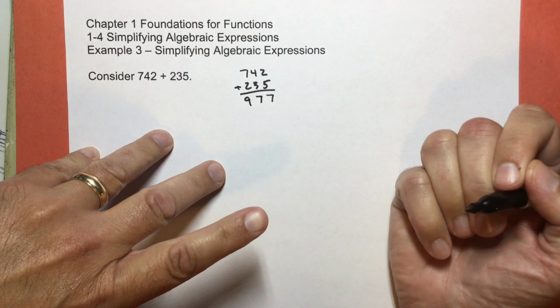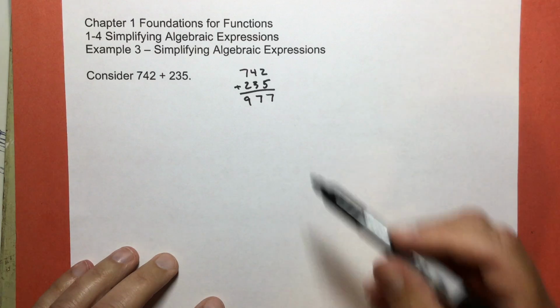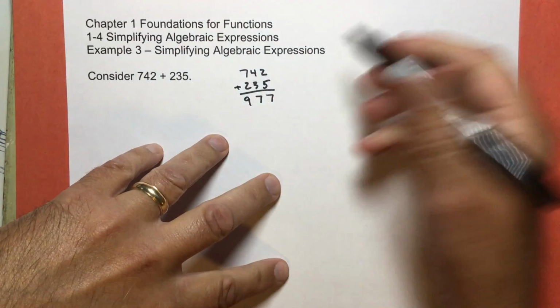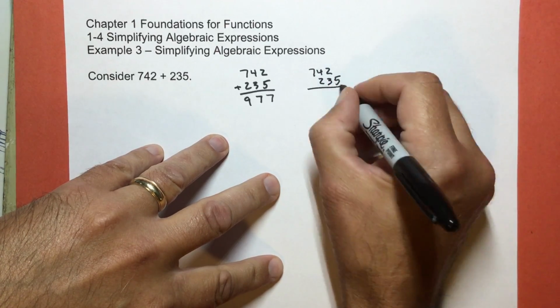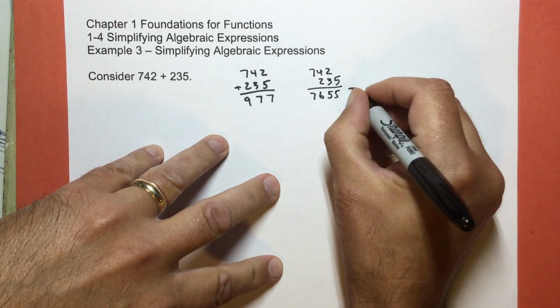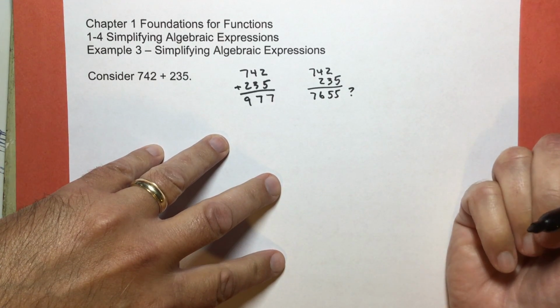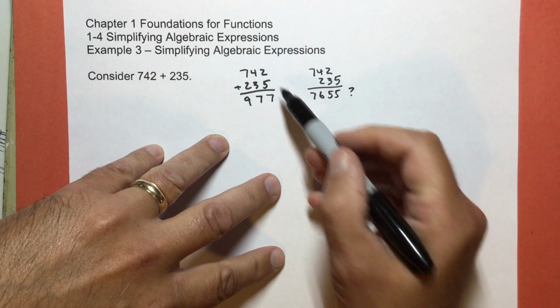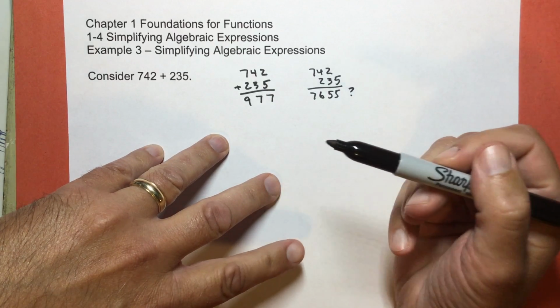Okay, you're probably thinking, why am I watching this high school Algebra 2 accelerated class just to do some adding like that? Well, the question is, why did you add it this way? Why didn't you do this? 742 and 235 like that. And get what? 7655. And you're probably thinking, well, why would you do that? That doesn't make sense. Well, okay, why do you do it this way and not this way? You say, well, because you want the things to line up. Well, what does that mean?